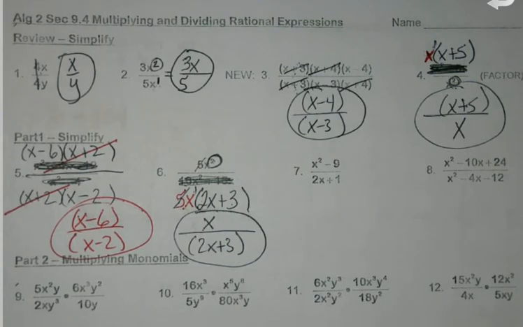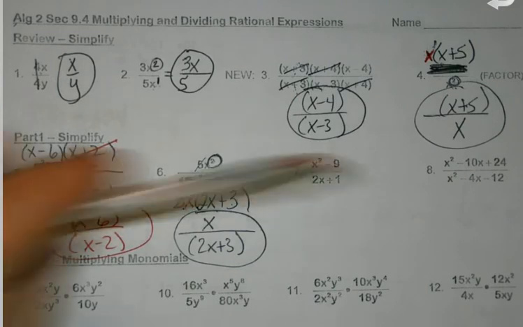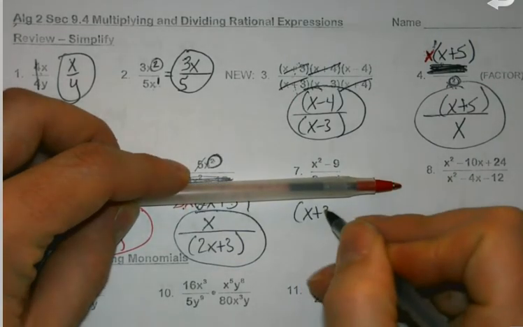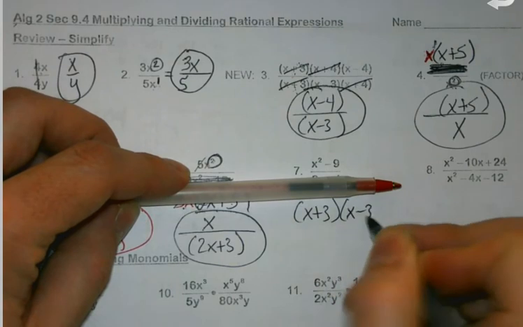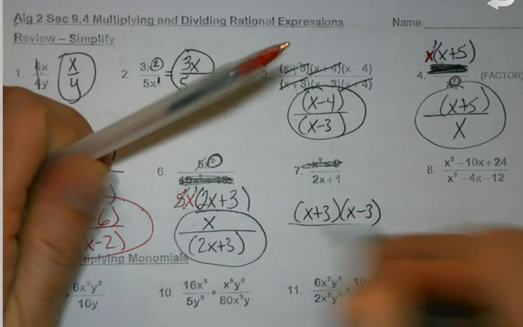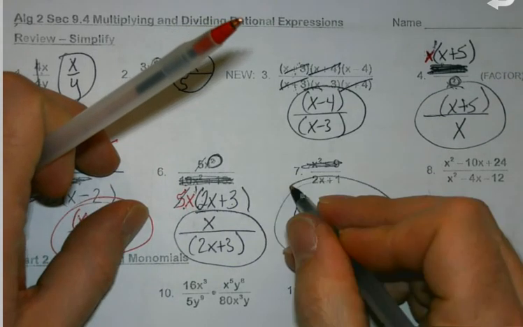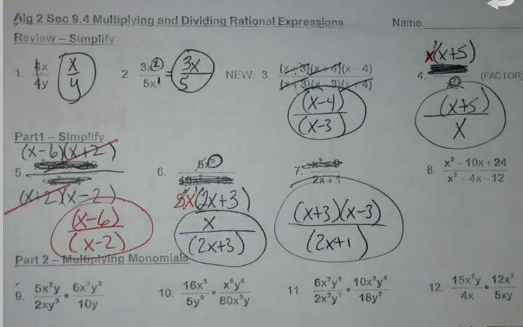What about 7? Anything in the numerator to factor? Yeah, x plus 3, x minus 3. Can't really do anything down here. You're like, well, nothing cancels. That's true. Sometimes you'll go through and do your factoring, you'll do your due diligence, but you'll find out nothing cancels. So in that case, I can't do anything. All I did was factor and I'm done.